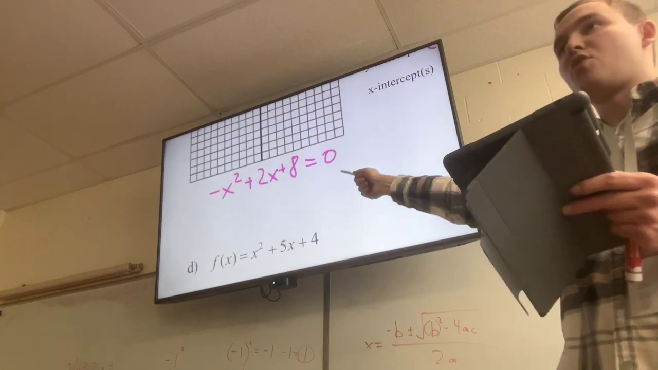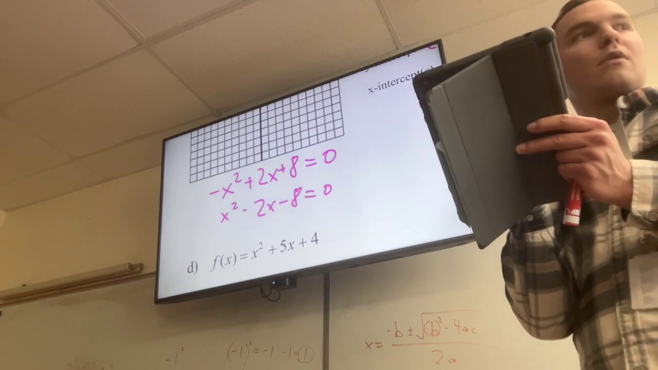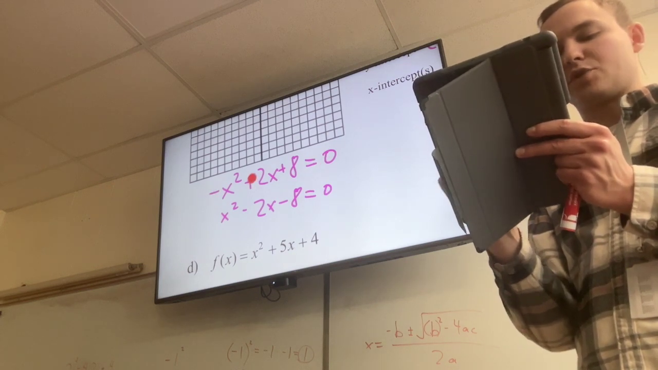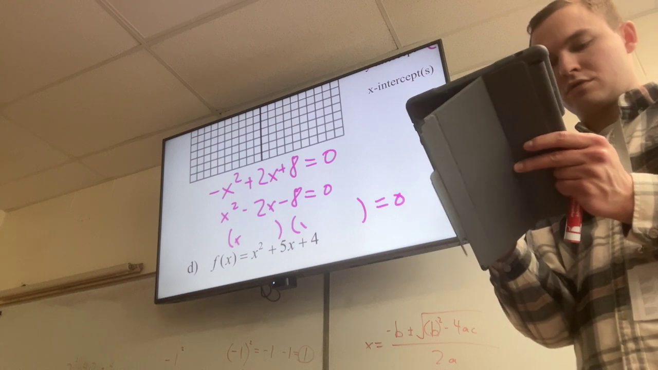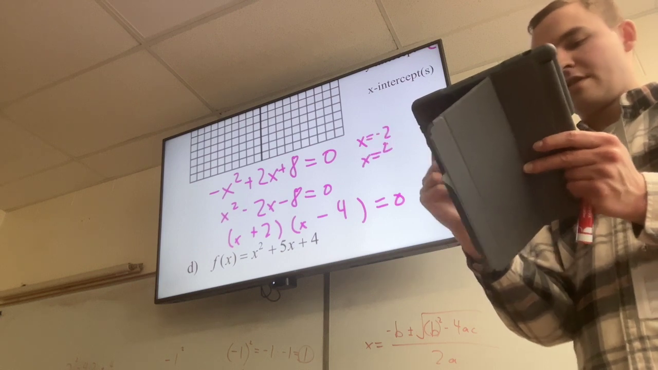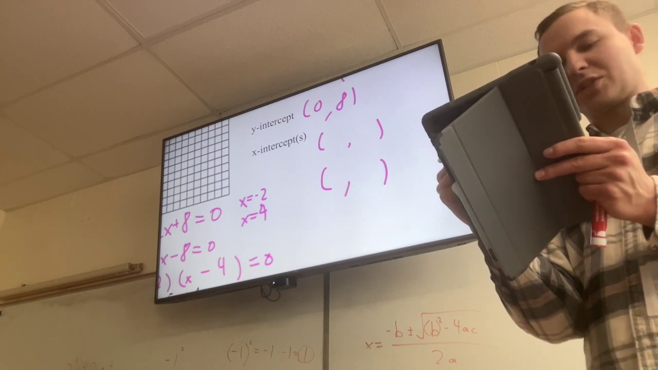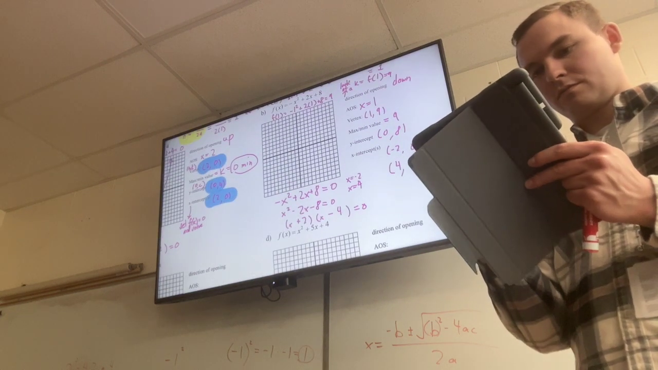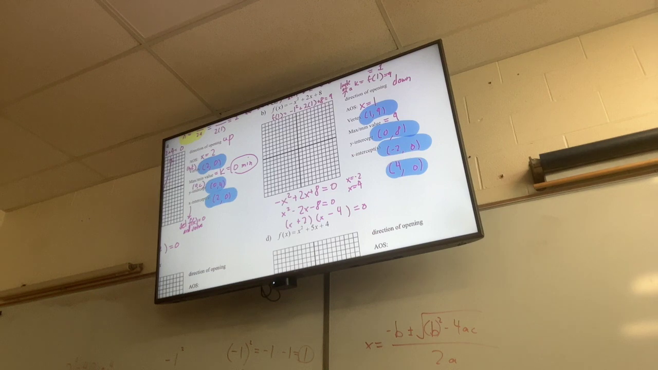I'm going to put that in standard form real quick and then factor it. In standard form, my lead coefficient has to be positive. It's negative here, so I'm going to add over x squared, subtract over 2x, subtract over 8. I factor that to 4 and 2. So I get x equals negative 2 and x equals 4. These are the x coordinates of my x-intercepts, and then 0 for the y coordinates. I'm going to graph those 4 points and connect the dots.